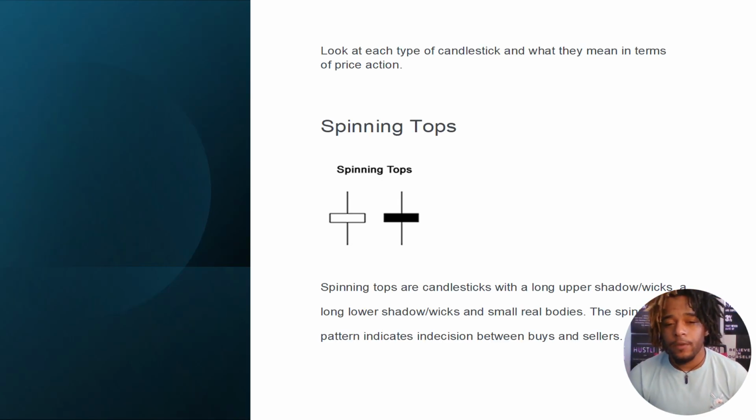Okay, so this is the first candlestick pattern that we have in terms of price action. It's called a spinning top. Spinning tops are candlesticks that have long upper wicks and long lower wicks, and also a small body. The spinning top pattern indicates indecision between buyers and sellers.